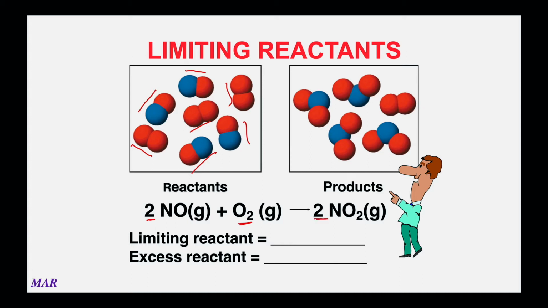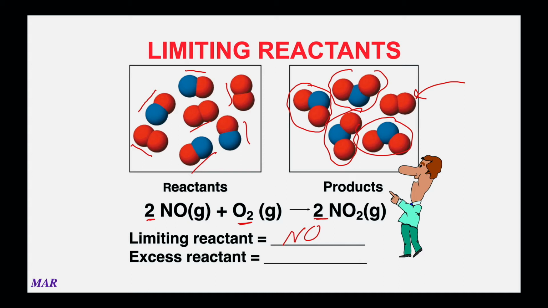And if you look on the product side, we have 1 NO2 right there, and a second one, and a third one, and a fourth one. There is 1 O2 left over, but you'll see that there's no NO left over, all right? If there's no reactant left at the end, then that means you've got a limiting reactant. NO is your limiting reactant.